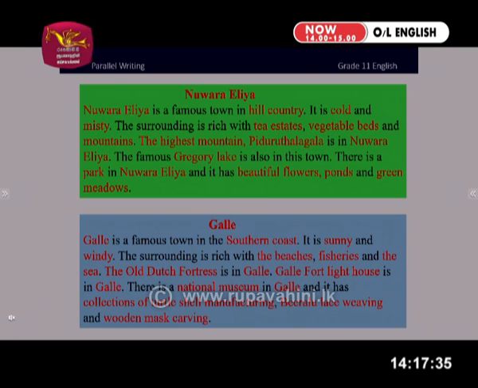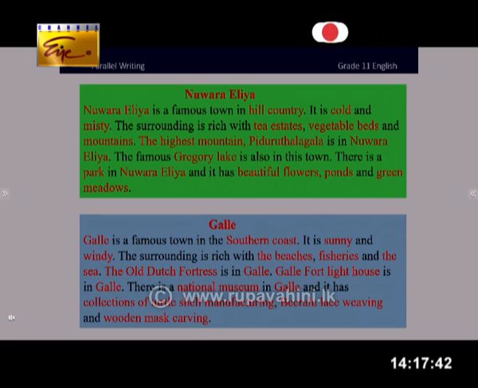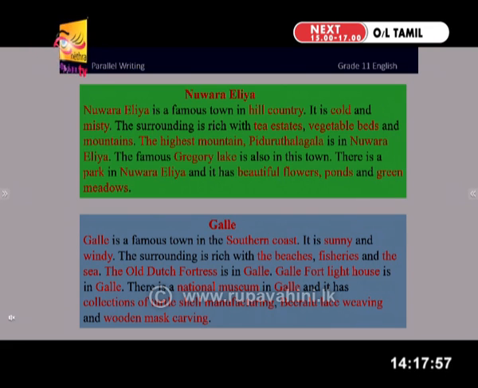Nuwara is a famous town in the hill country. Galle is a famous town in the southern coast. It is cold and misty. It is sunny and windy. The surrounding is rich with tea estates, vegetable beds and mountains. The surrounding is rich with the beaches, fisheries and the sea. The highest mountain, Piduruthalagala, is in Nuwara. The old Dutch fortress is in Galle.